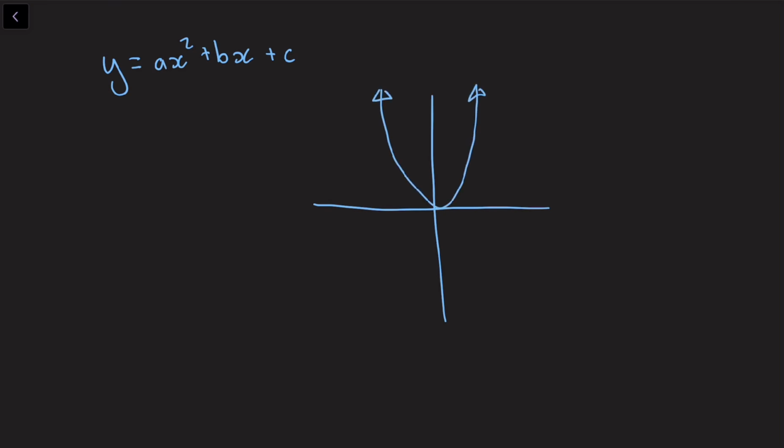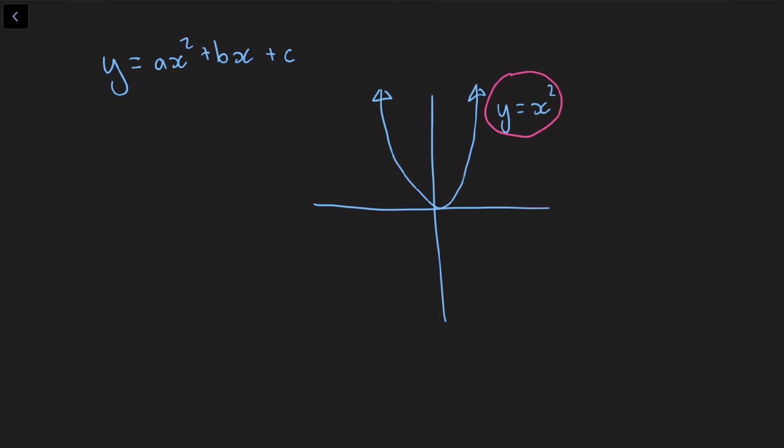Now, if you're wondering what the equation of this graph that I drew is, it's y equals x squared. This is called the parent function or equation of the quadratic. So what is the meaning of all these variables we see in this general form?